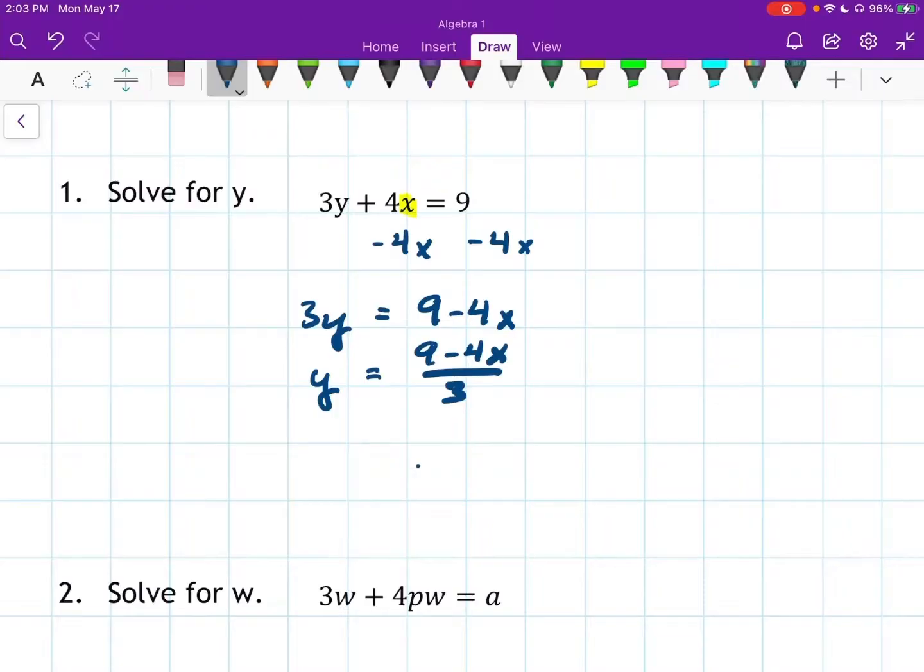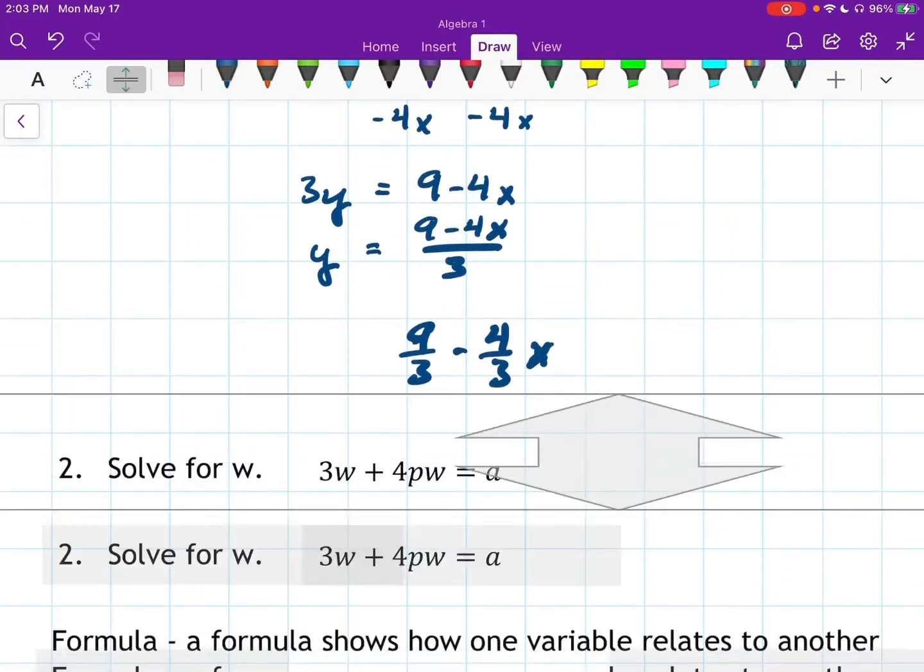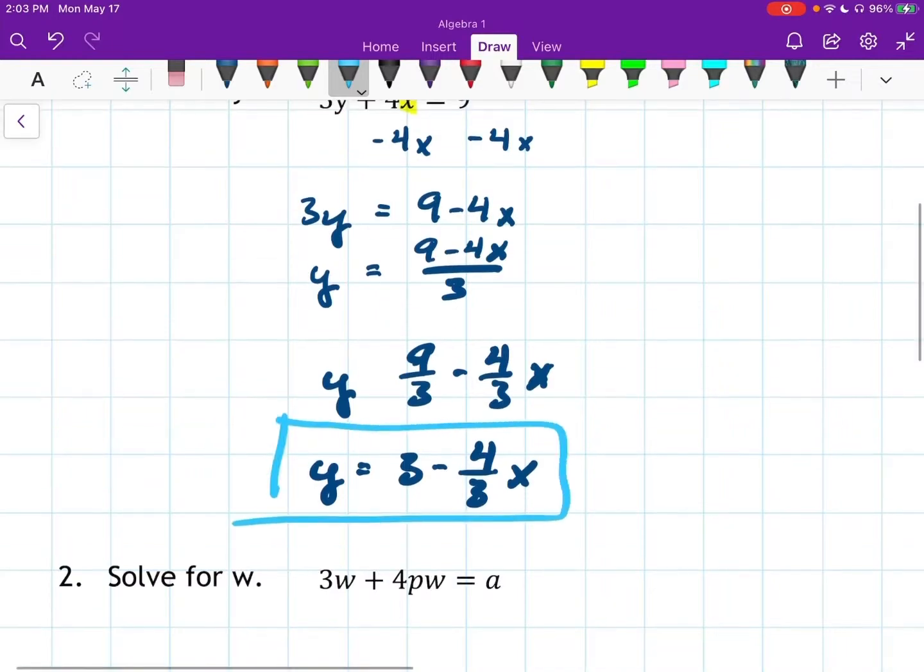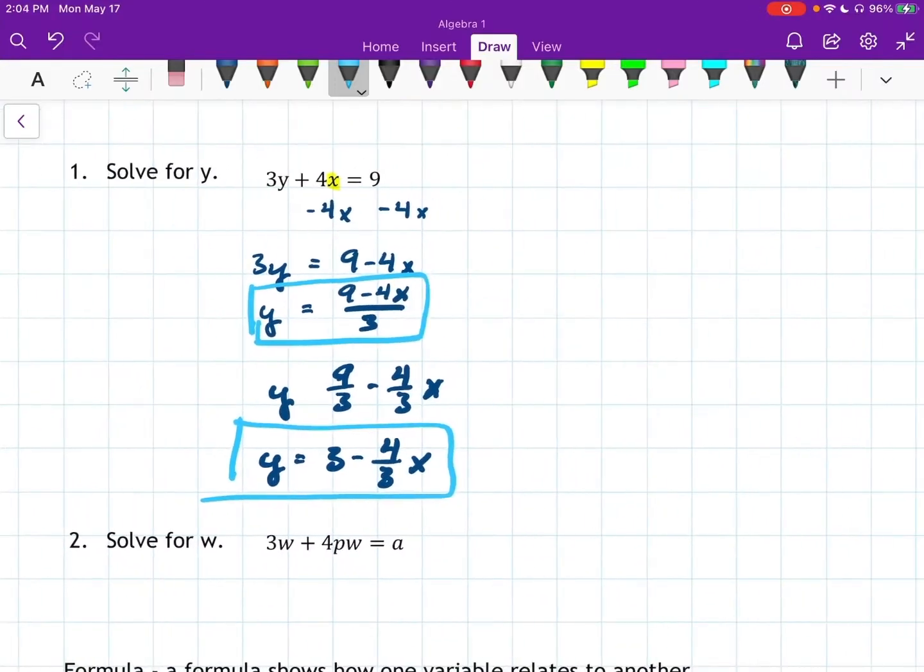Or you could say 9 over 3 minus 4 over 3x, which is y equals 3 minus 4/3 x. Either this one or this one there. Those would both be good answers, and I'd be happy with both of them.